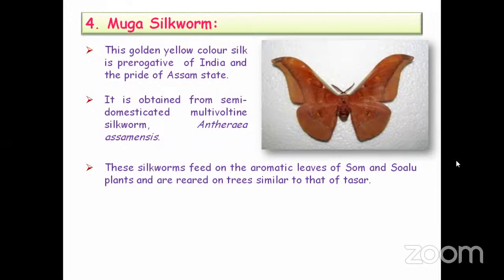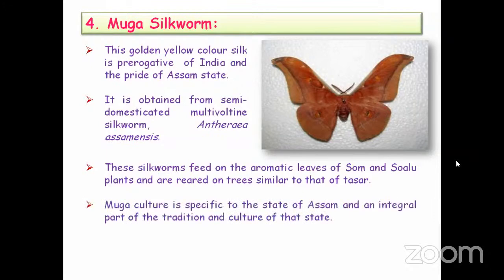This silkworm feeds on the aromatic leaves of Som and Soalu, and is reared in open spaces. Then Muga culture is specific to the state of Assam and an integral part of the traditional and cultural heritage of that state.